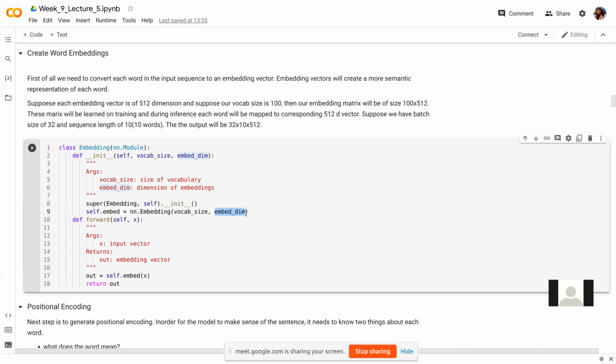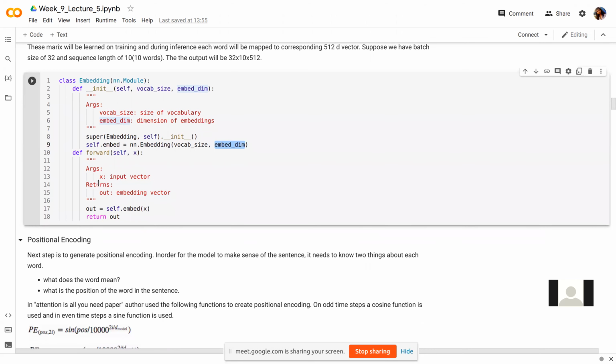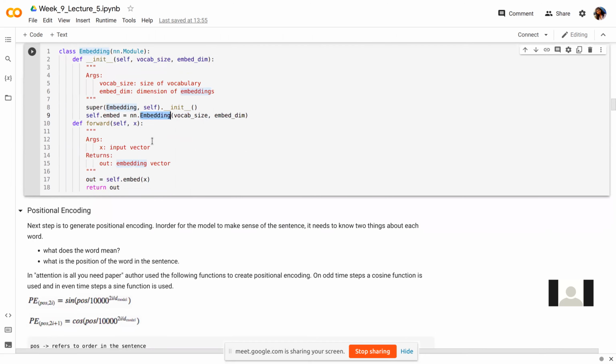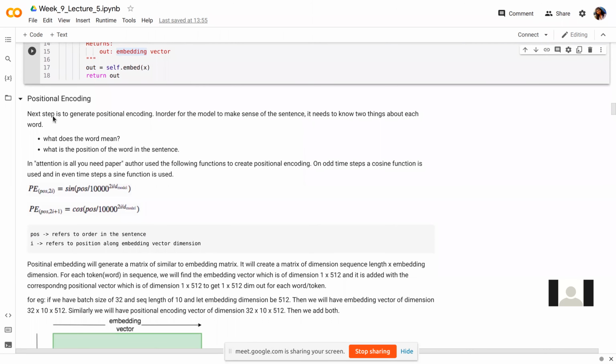Embedding dimension is the dimension of the embedding for each word. And this class embedding is just representing this embedding layer here. Okay, and this is already available in PyTorch. Then the next step is computing the positional encodings.